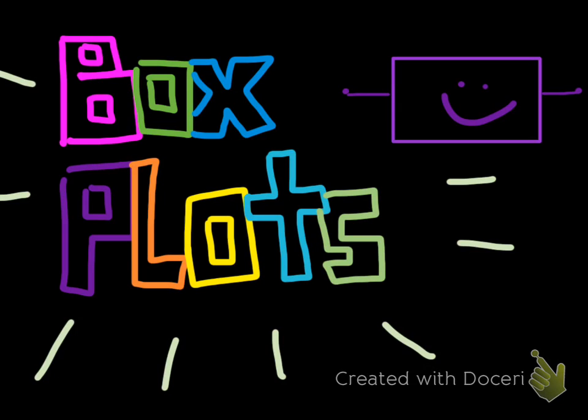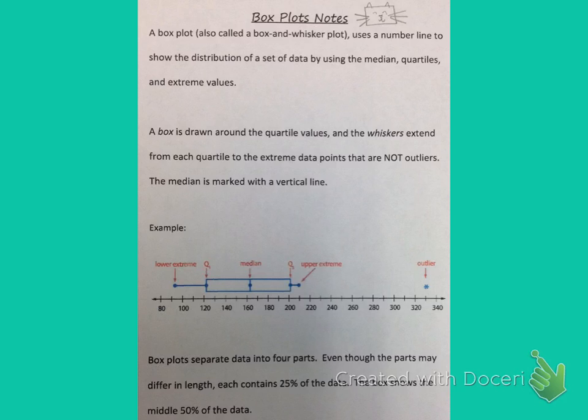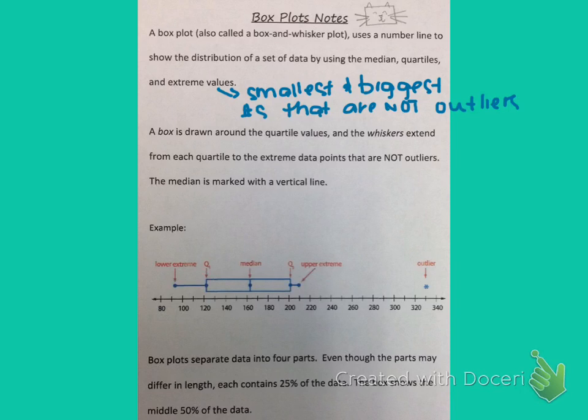Today we are going to learn about box plots. A box plot, also called a box and whisker plot, uses a number line to show the distribution of a set of data by using the median, quartiles, and extreme values. Extreme values are the smallest and the biggest numbers in your data set that are not outliers. A box is drawn around the quartile values, and the whiskers extend from each quartile to the extreme data points, again, that are not outliers. The median is marked with the vertical line.